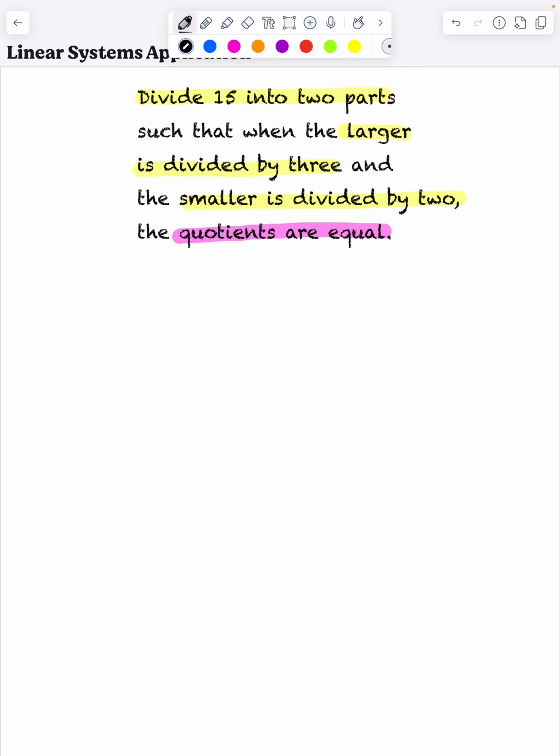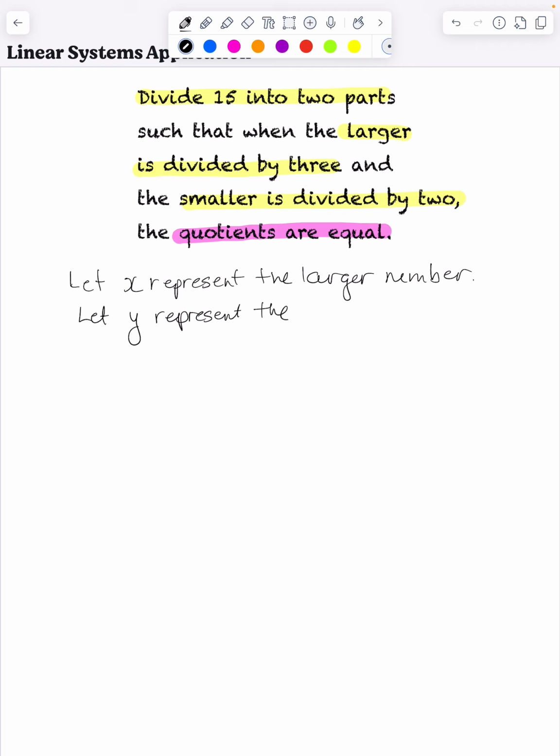So we're going to do the same thing that we did in the previous question, which is define the variables. Step 1 is let x represent the larger number. And we're going to let y represent the smaller number.